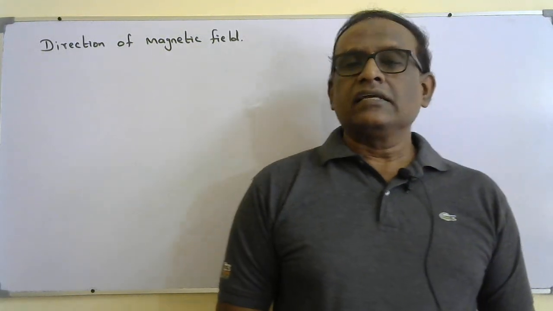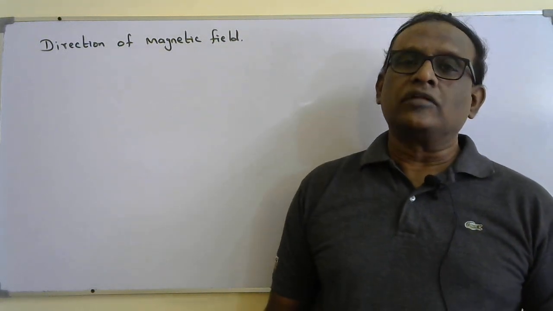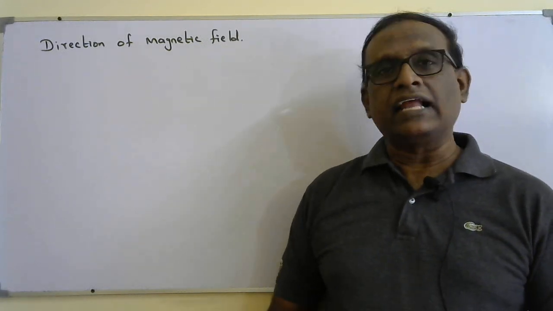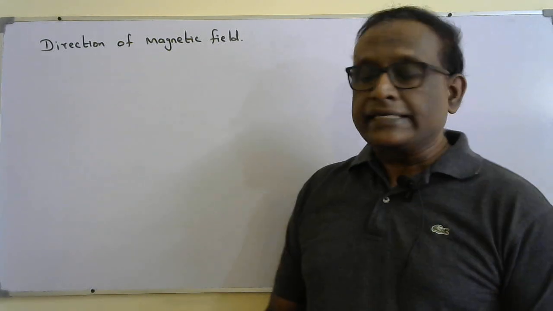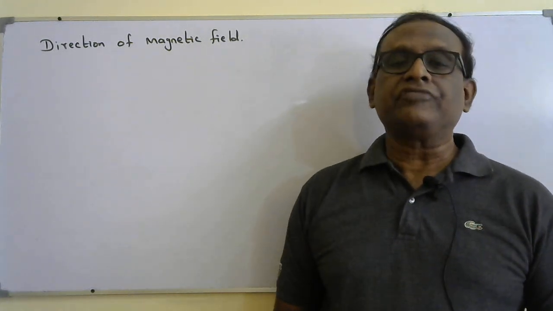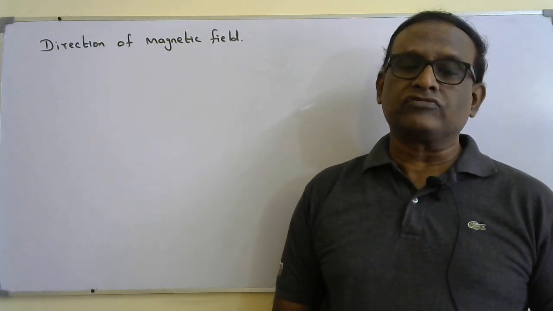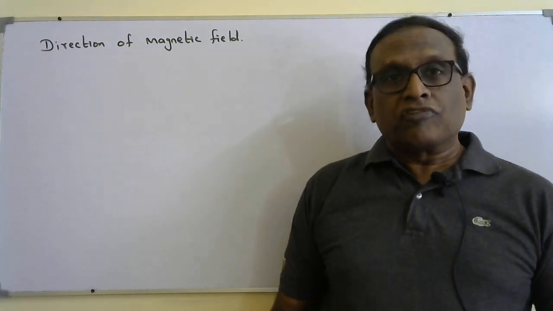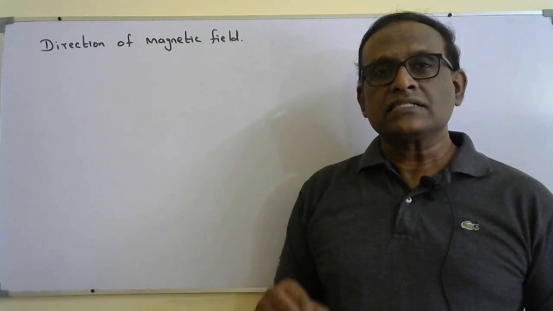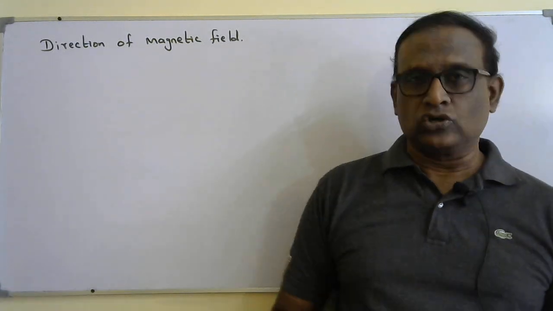Magnetic field has direction, actually. The strength of the magnetic field is called magnetic field strength or magnetic flux density. That definition I'll let you know later. But a magnetic field can be shown by magnetic field lines. They have direction. How do we define the direction of the magnetic field lines? From north to south: magnetic field lines always come out of the North Pole and move towards the South Pole.